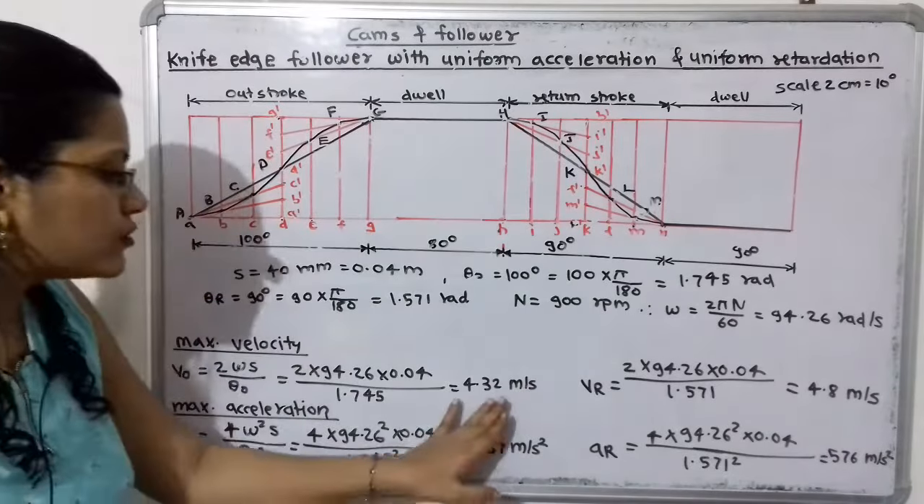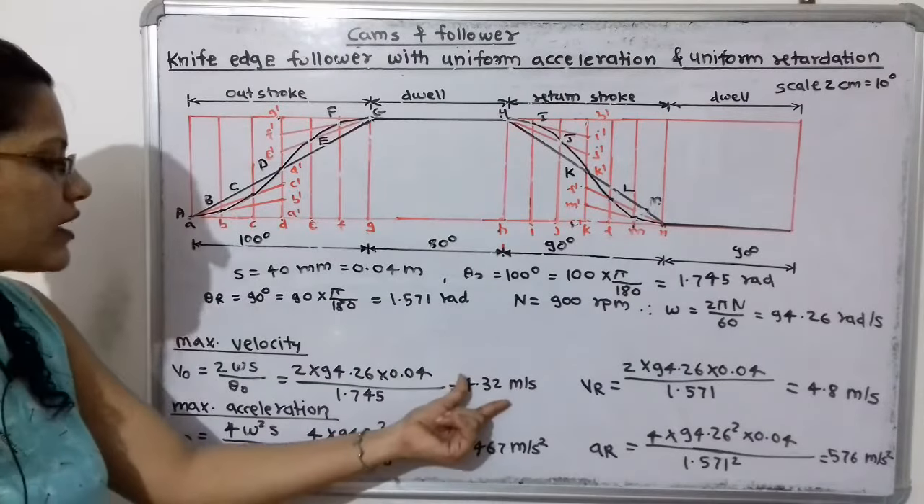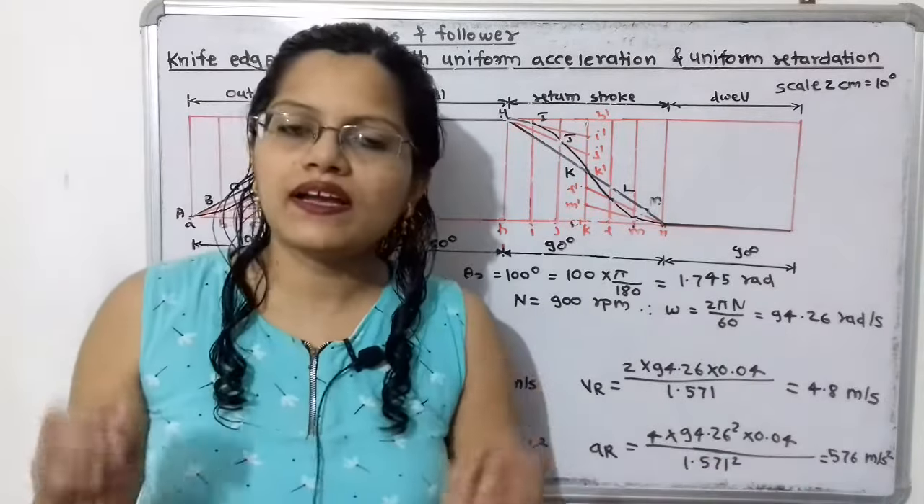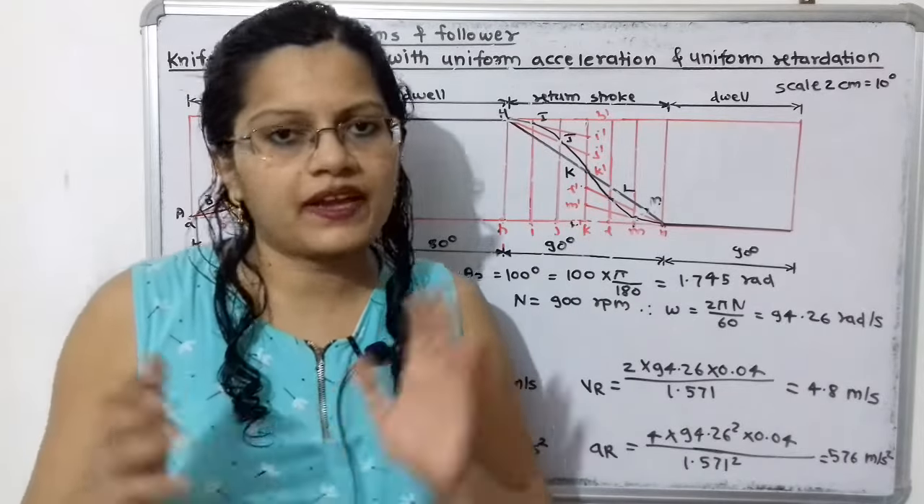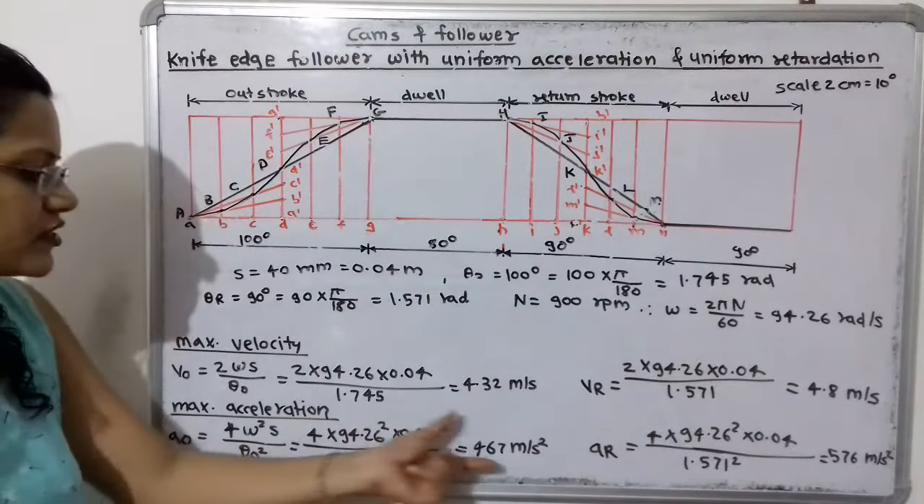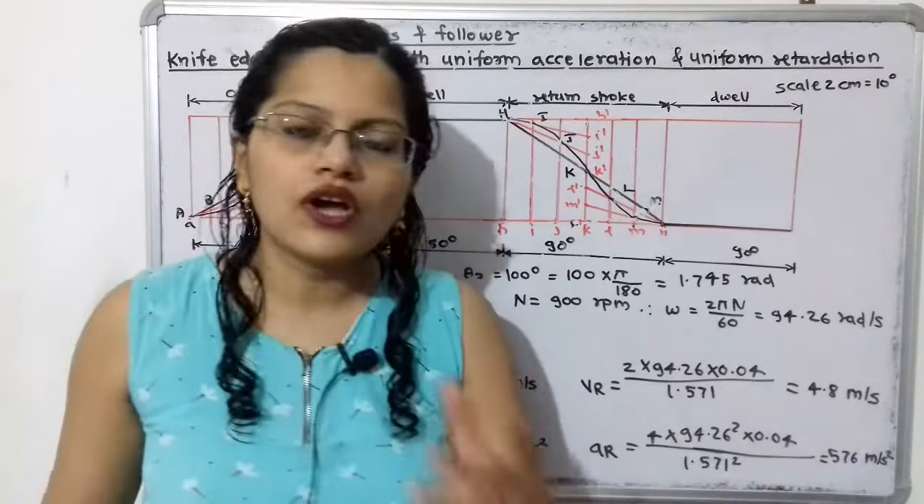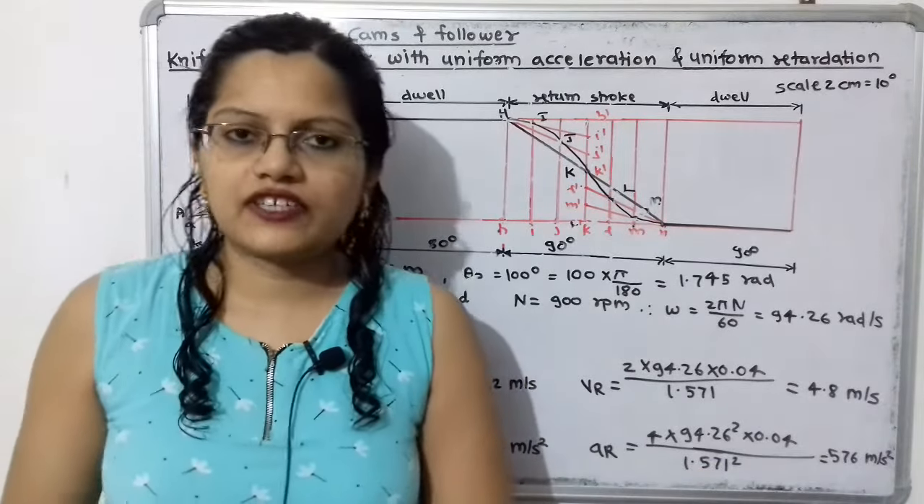Now if we use the maximum velocity during outstroke and return stroke, we will draw the velocity diagram, and if we take the maximum acceleration during outstroke and return stroke, we can draw the acceleration diagram.